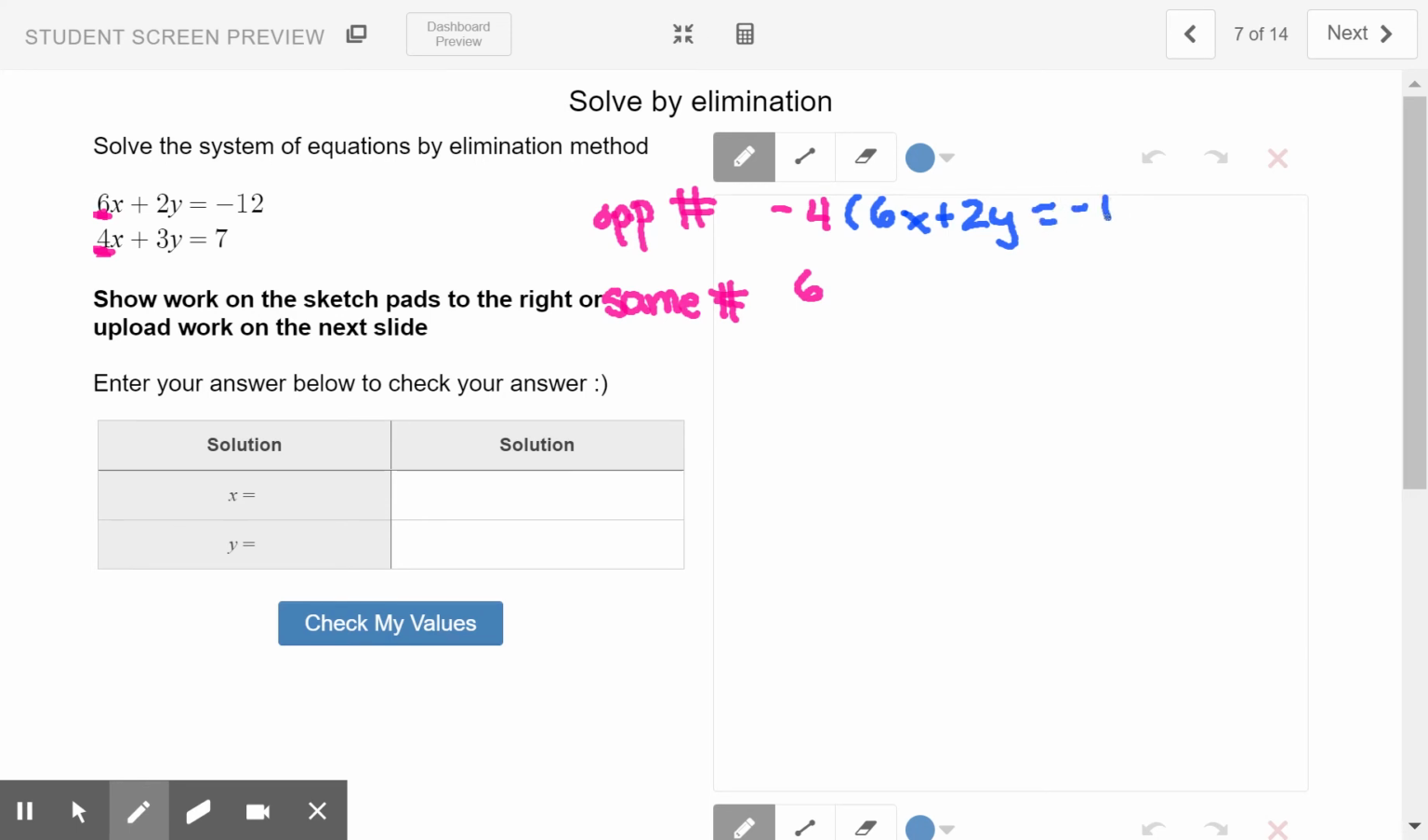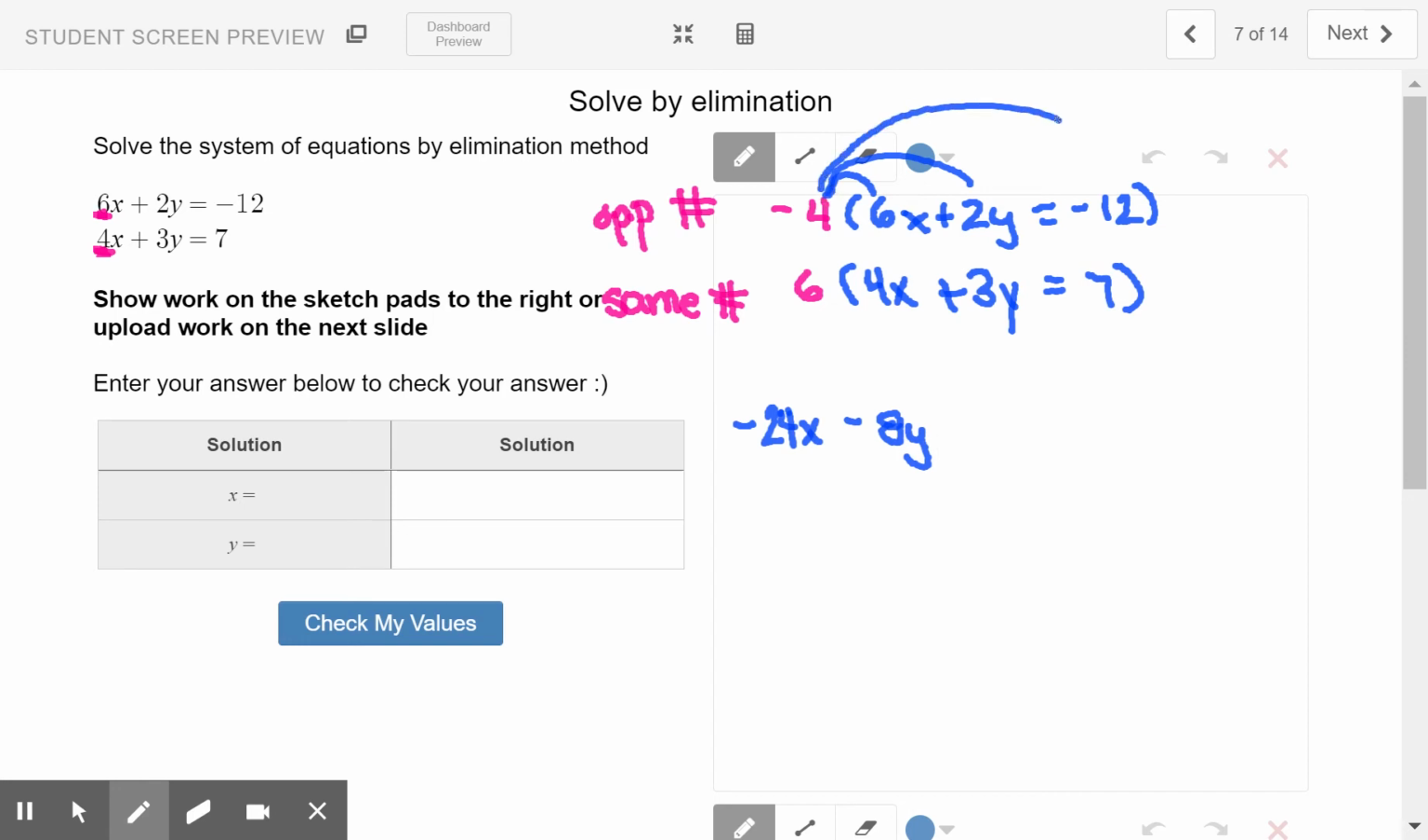Now this is where your bell work is going to come in handy. We are going to change the look of these equations, but not their identity. Their graph will stay the same if we multiply correctly. So, negative 4 times 6x is negative 24x. Negative 4 times 2y is negative 8y.